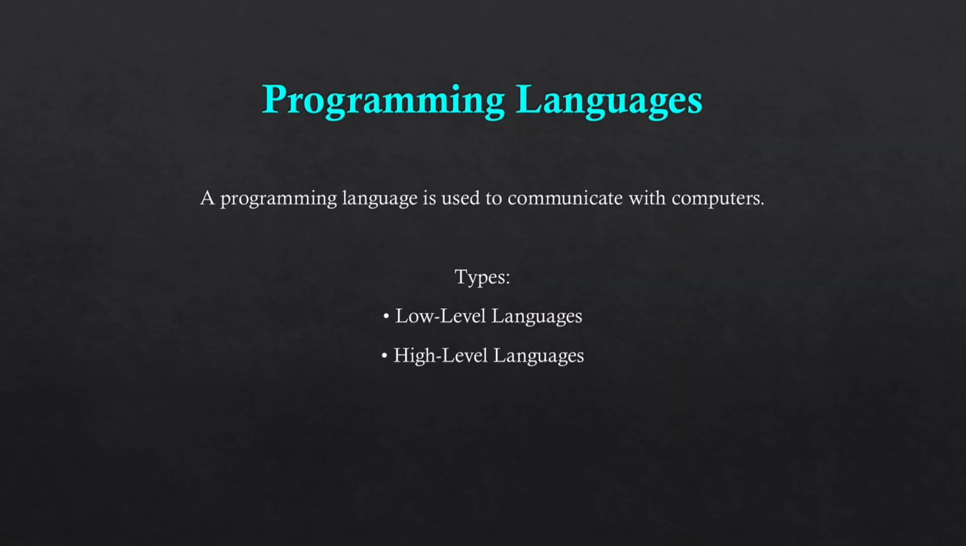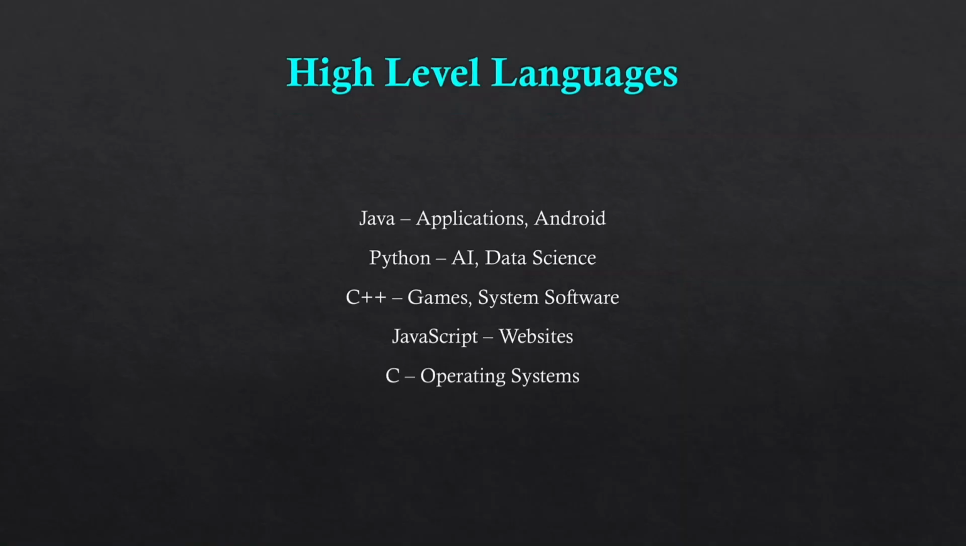High level languages are English-like languages, and low level languages are the ones in the form of zeros and ones, the machine language. Now we have different high level languages, which are Java, Python, C++, JavaScript, and C. Every language has its own features and its own superpowers. Java is generally used for Android applications, Python for AI and data science, C++ for gaming software, JavaScript for making websites, and C for creating operating systems.